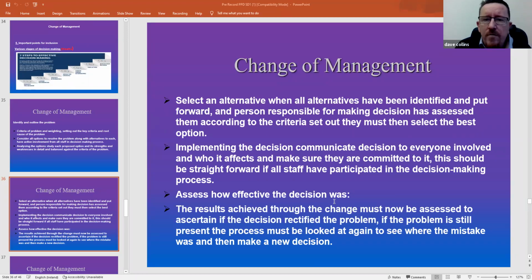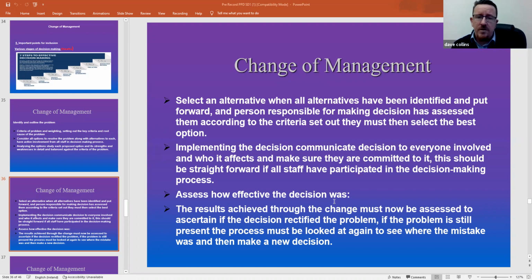Select an alternative when all alternatives have been identified and put forward. So this is back to your decision making. The person responsible for making the decision has assessed them according to the criteria set out. They must then select the best option.